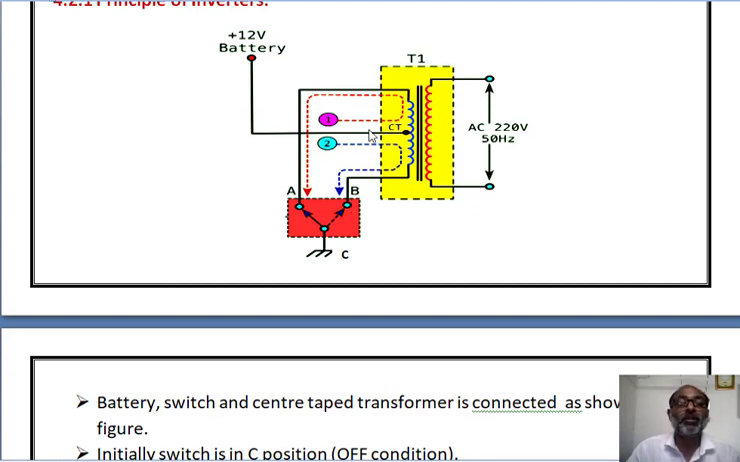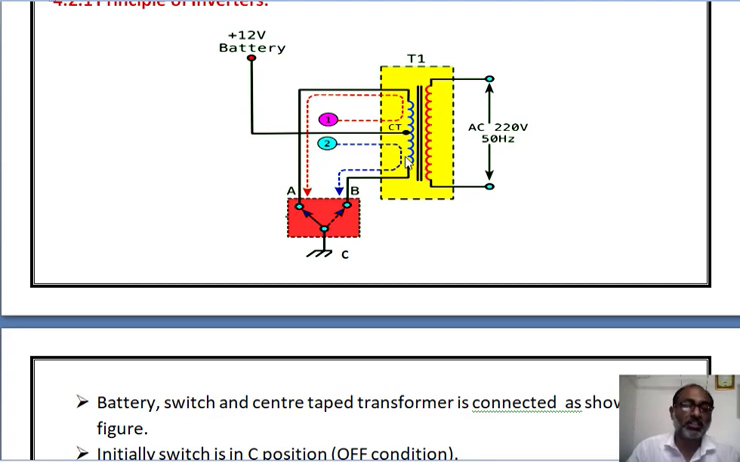Now when the switch is moved to B position, the center terminal is positive, but the negative terminal of this winding is connected to B, and this B terminal is grounded. That means the current flows through the lower part of the primary winding of the transformer. So now the current starts to flow from the lower part of the transformer winding.